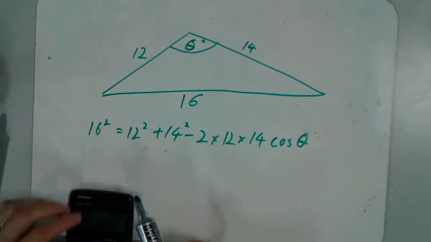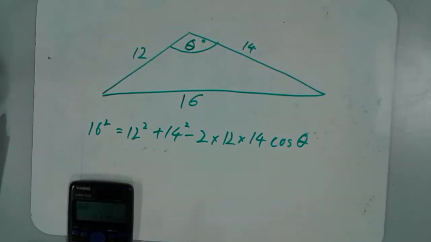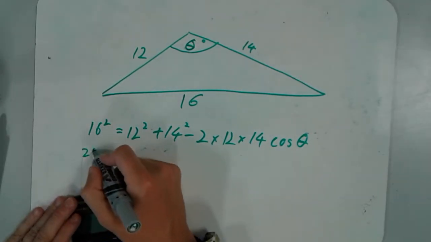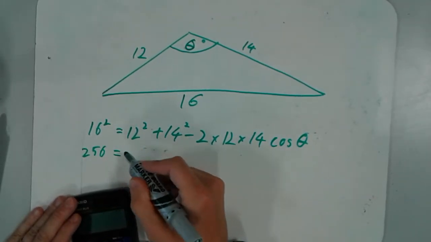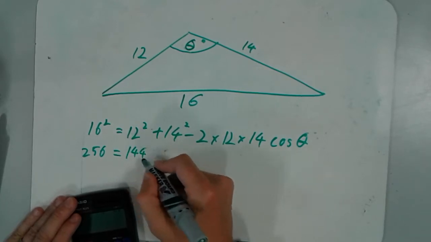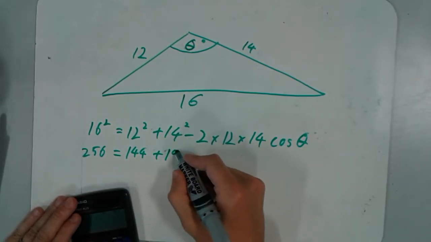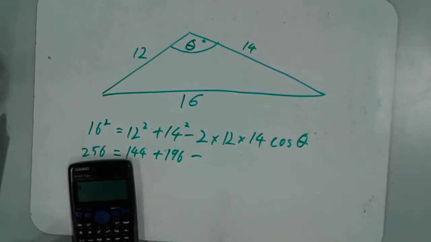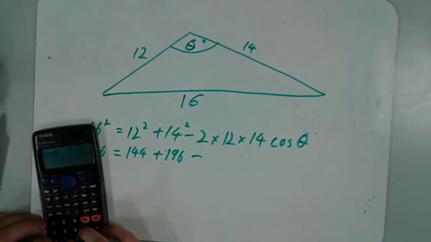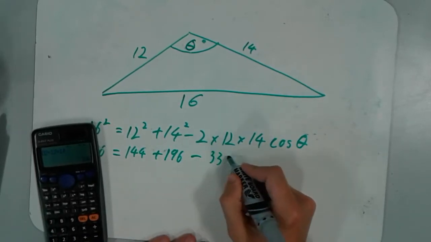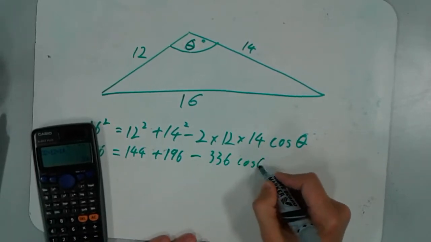So we're going to have 16 squared, which is 256, I think, is equal to 144 plus 196 minus 2 times 12 times 14, 336 cos theta.